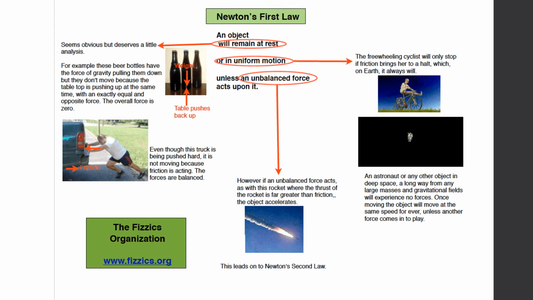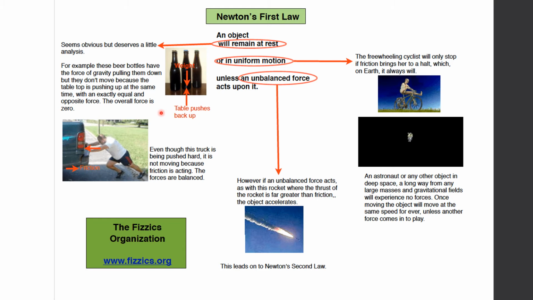Newton's first law is inertia. It says that an object will remain at rest or in uniform motion unless an unbalanced force acts upon it. So here we'll see an example. Seems obvious but deserves a little analysis. For example, these beer bottles, the force of gravity is pulling them down, but they don't move because the tabletop is pushing up at the same time. So that's the normal force with an exactly equal and opposite force. The overall force is 0.